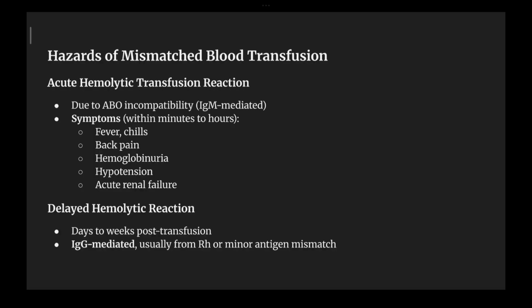So acute, as it says, is short term. The reaction happens as a major issue and it takes around minutes to hours for the reaction and the symptoms to be seen, whereas delayed hemolytic reactions can be seen after a week or a month.